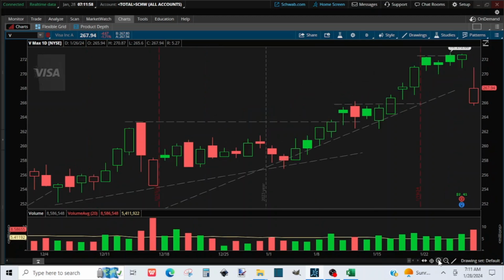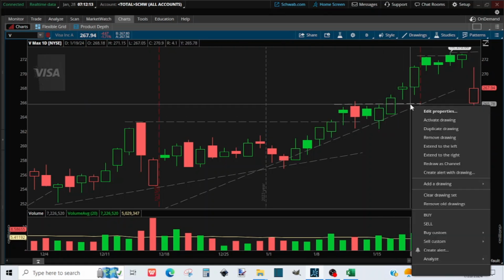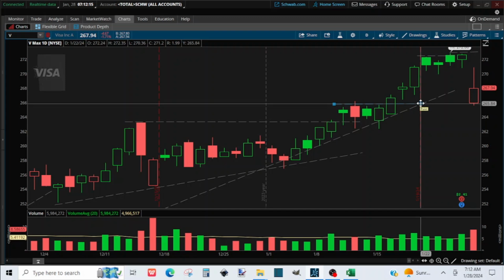Visa is ending a trend here. We have a high here, and let's see the previous low. That is the previous low. Okay, this low is higher than this one, but this low is sitting on this resistance, using it as a support.